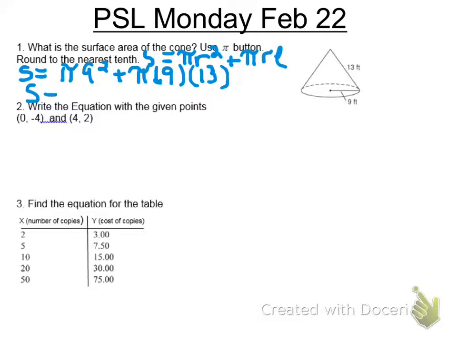And if you put all that in your calculator, you're going to end up finding out that the surface area of this cone is 622.0 feet squared.